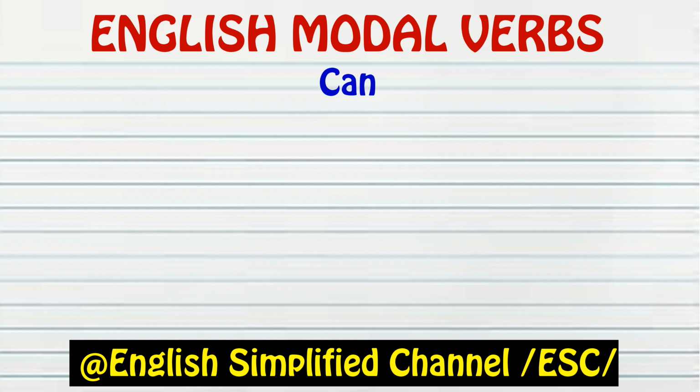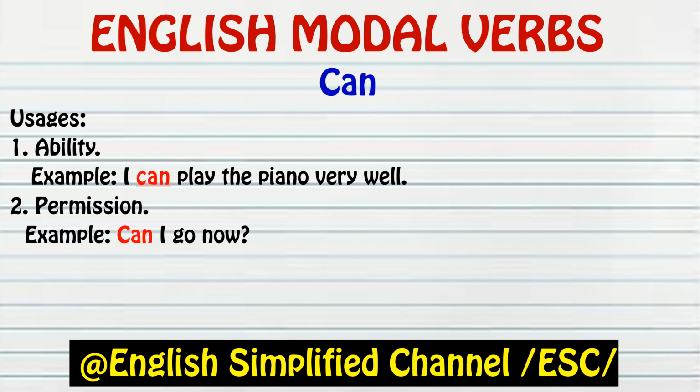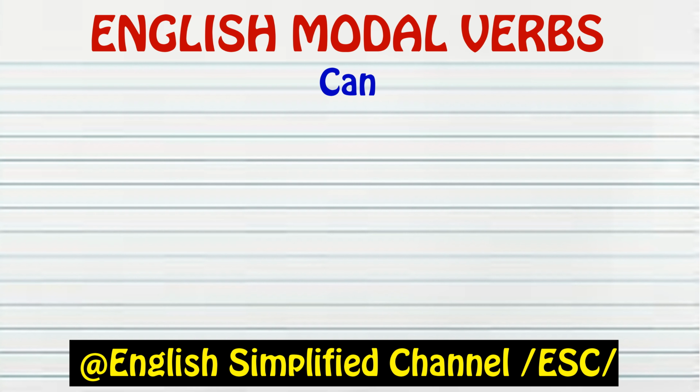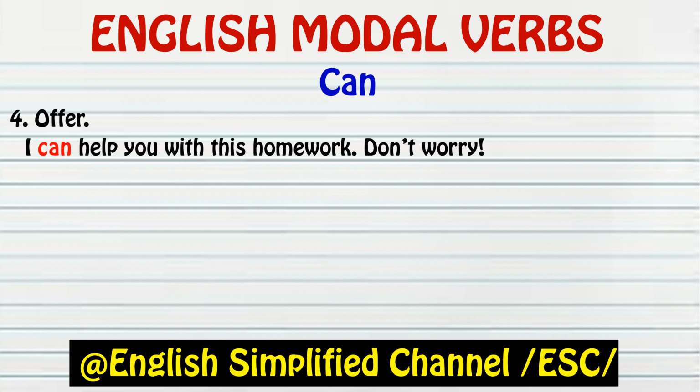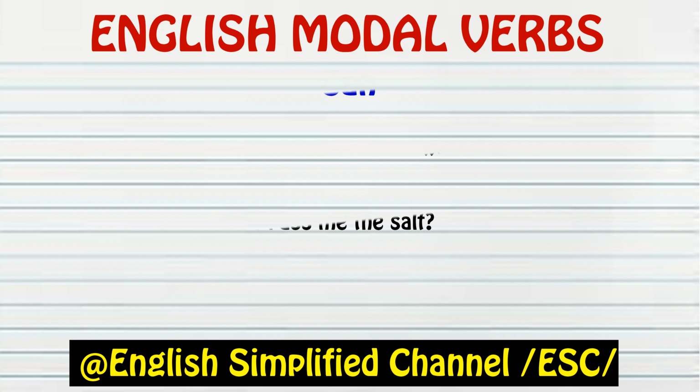Can. Can is used to express 1. Ability. Example, I can play the piano very well. 2. Permission. Example, can I go now? 3. Possibility. Example, it can be a very good day tomorrow. 4. Offer. I can help you with this homework. Don't worry. 5. Request. Example, can you please pass me the salt?